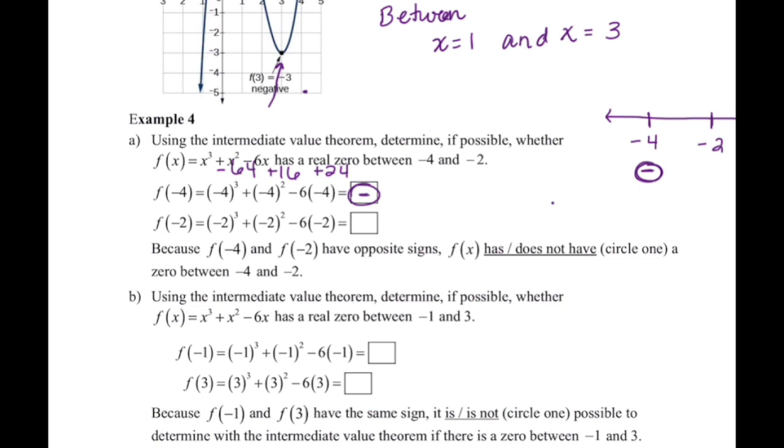You could determine what that negative value is, of course. When I substitute -2, I'll have -8 plus 4 plus 12, a positive value. When I plugged in -2, I ended up with a positive value. So in order to get from here to here, we must cross the x-axis somewhere. Because they have opposite signs, it does have a 0 between -4 and -2. I don't know what that 0 is. It just tells me that there should be a 0 in between there.